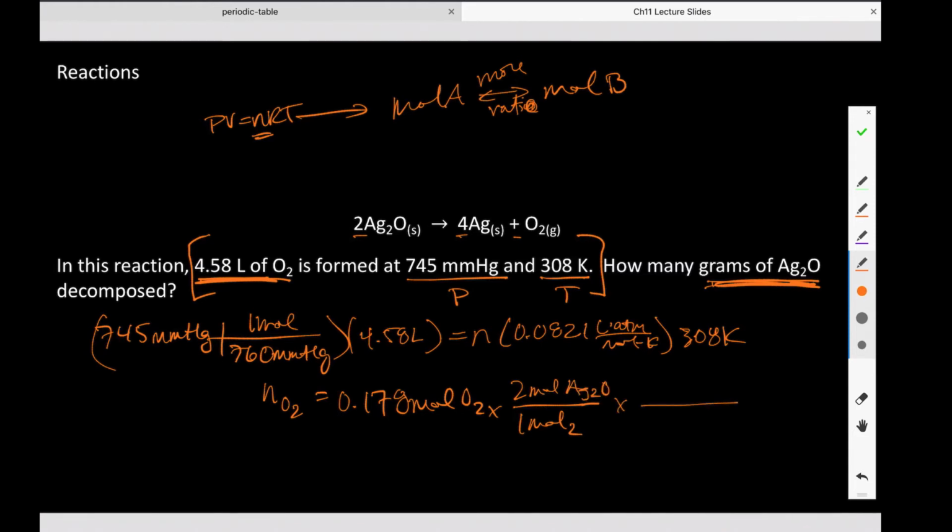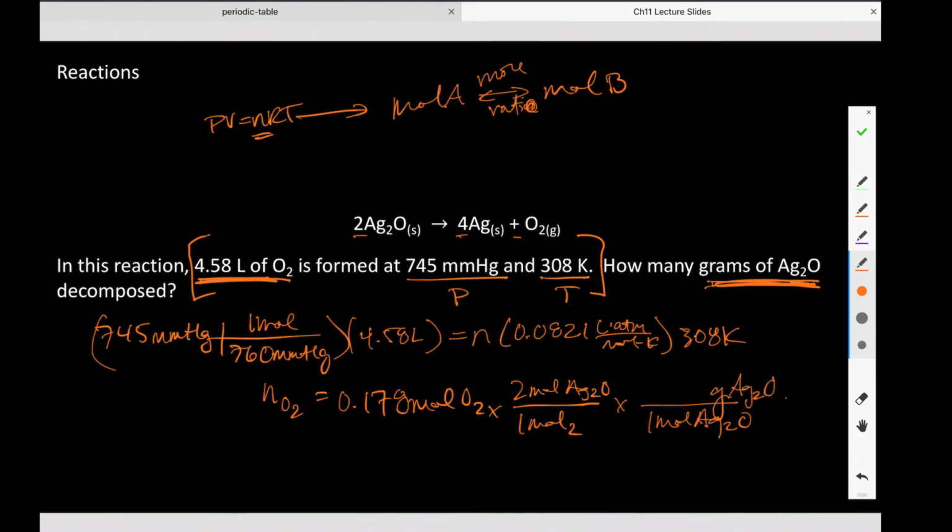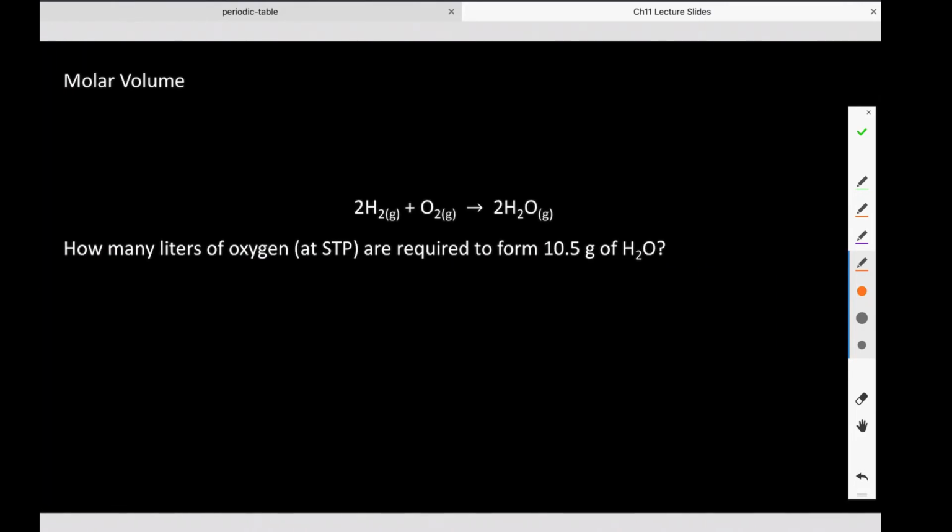And then the last step would be molar mass, right? So for every 1 mole of Ag2O, we would go look at a periodic table and figure out what its molar mass is, and that's what would give us our final answer. Yes? All right. Next up, molar volume, right?